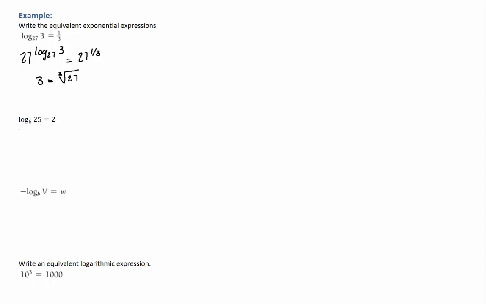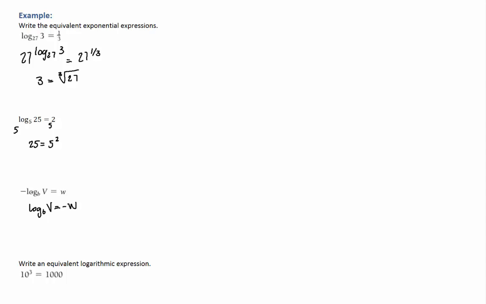Similarly, if you do the same procedure here, you have base 5, so you would raise this and you would have that 25 is equal to 5 squared. So basically, if you read it as the logarithm base 5 of 25 equals 2, what it's telling you is that you need to raise the base 5 to the power of 2 to obtain the argument of the logarithm, 25.